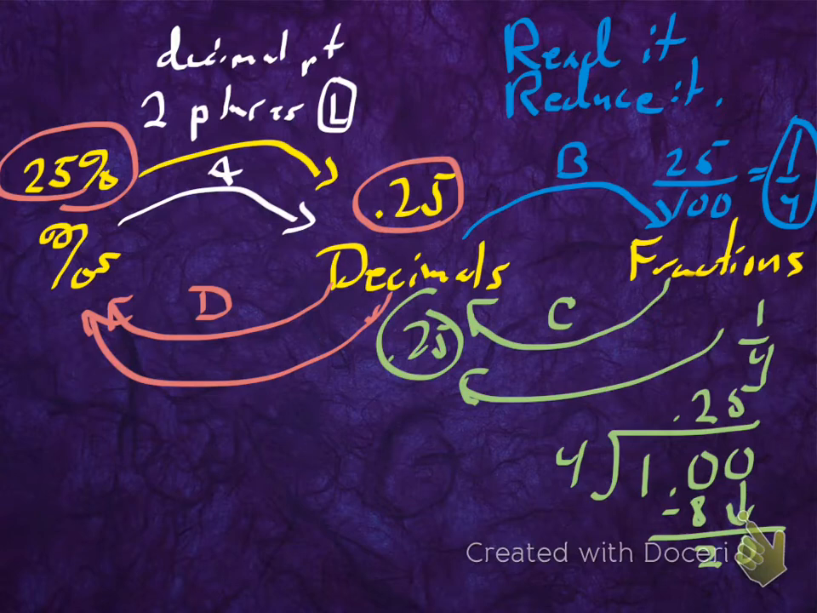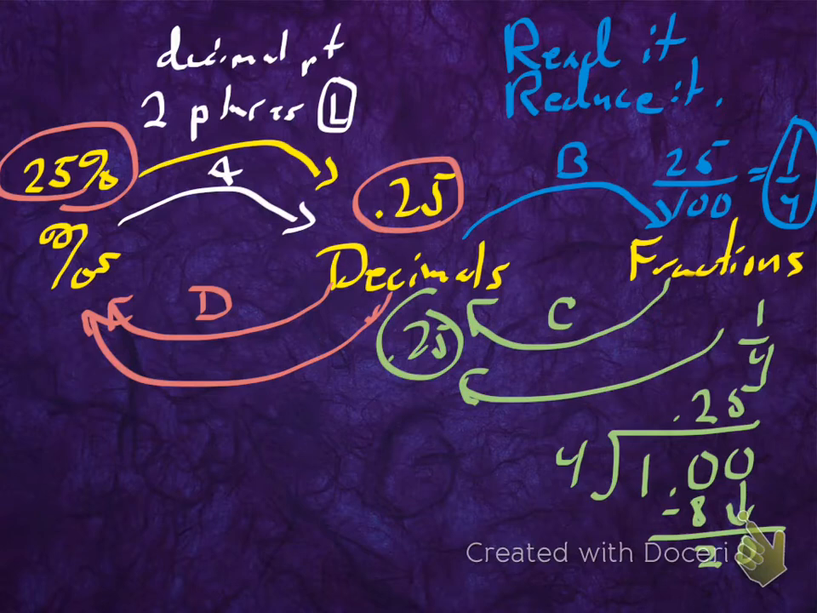Okay, A and D should be pretty straightforward. All we're doing is moving decimal points back and forth. The harder one is changing a decimal into a fraction or a fraction into a decimal. Probably the hardest one is usually C. Okay, changing fractions into decimals where we actually have to do division.